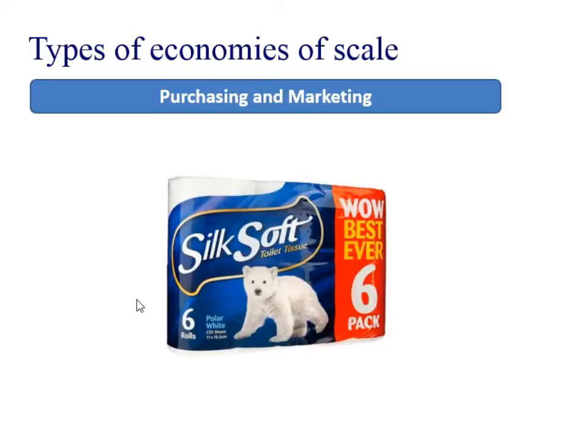It's much cheaper to get a really big one with more, like 16 rolls in, because their price per roll becomes cheaper. And this is the same for businesses buying the materials that they need. The more they buy, the cheaper per unit they get it for. Usually businesses are willing to give them a discount, so that means that their average costs will fall.